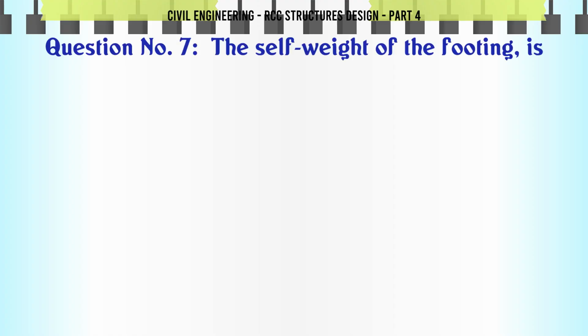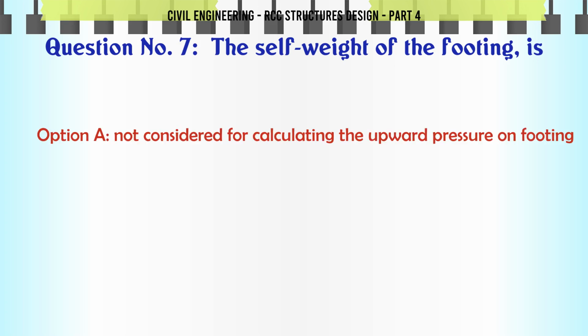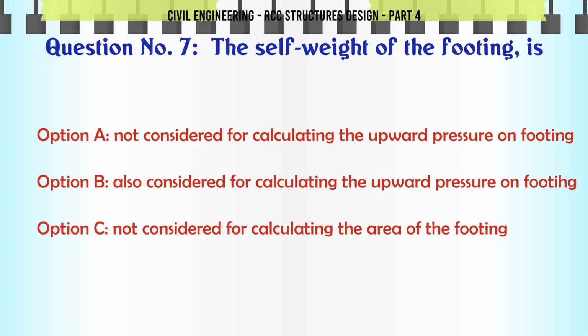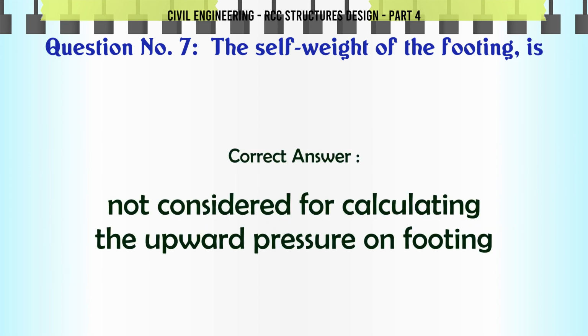The self-weight of the footing is: A. not considered for calculating the upward pressure on footing, B. also considered for calculating the upward pressure on footing, C. not considered for calculating the area of the footing, D. both B and C. The correct answer is not considered for calculating the upward pressure on footing.